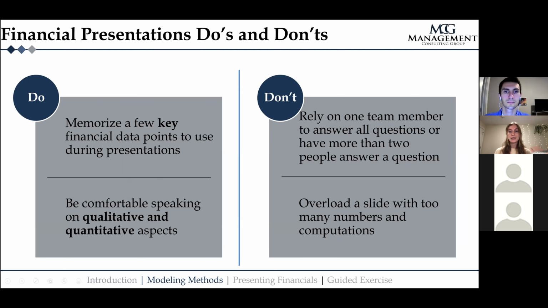When it comes to actually presenting, like speaking that part of it, we're not expecting you to memorize every single number that you made. That would be ridiculous and unrealistic. Instead, what we like to see is that you memorized a few key points or key numbers, so maybe the overall revenue or the overall profit that you expect the recommendation to make. With that being said, you do also have to be comfortable speaking on both the qualitative and the quantitative aspects.